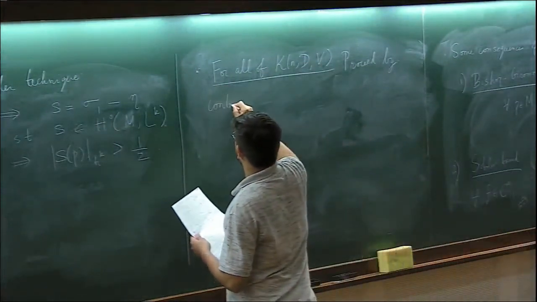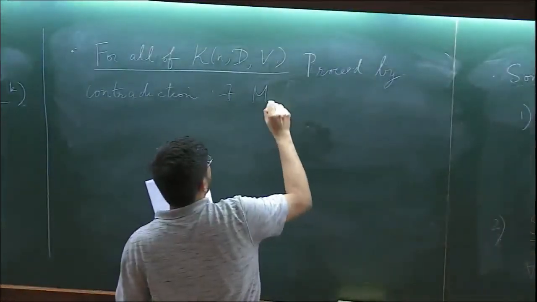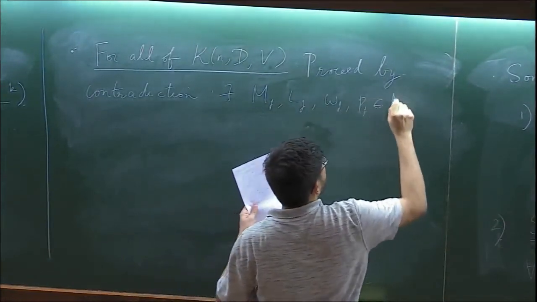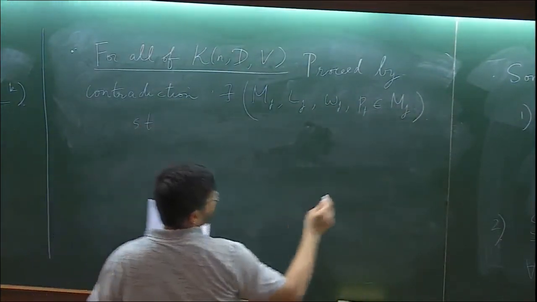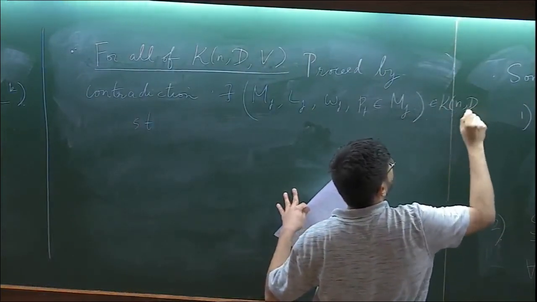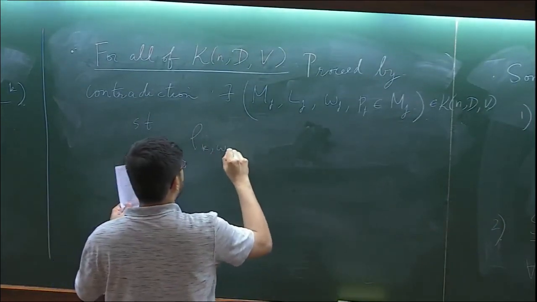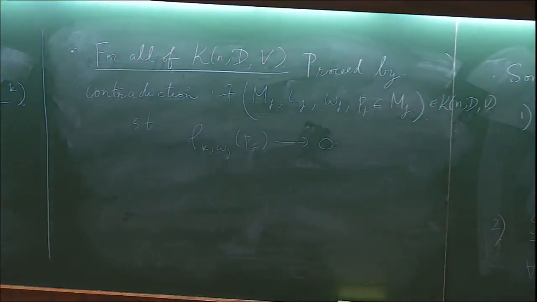So I'm going to proceed by contradiction. That is, there exists a sequence Mj, Lj, omega j, and these points pj in Mj, of course all belonging to K(n, d, v), such that this function that I defined at pj gets smaller and smaller. Okay, so then I want to get some contradiction, so that at least that proves their theorem for sequences.